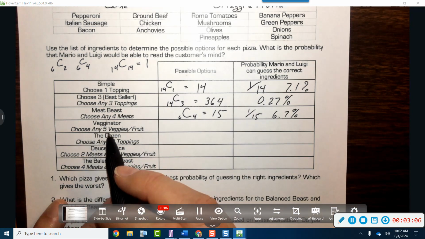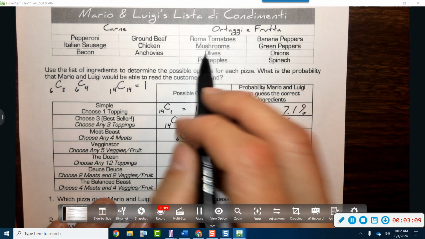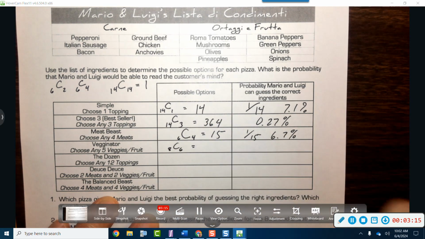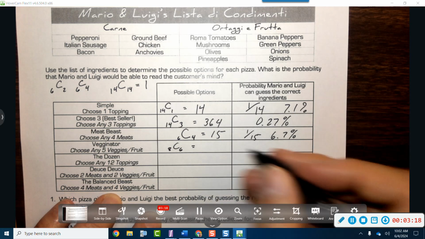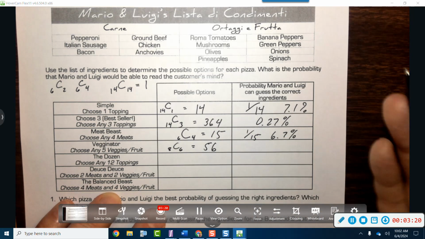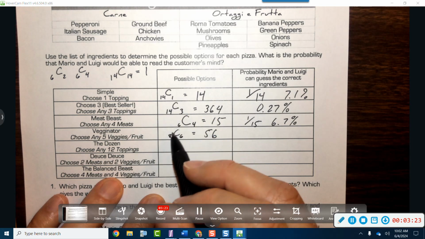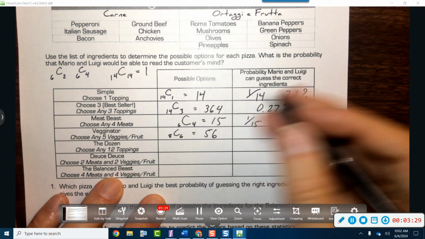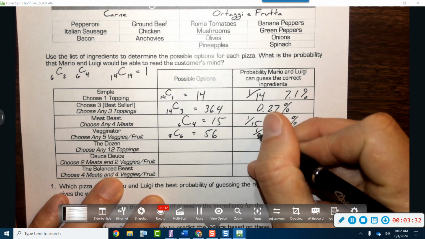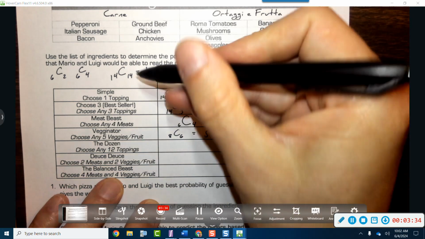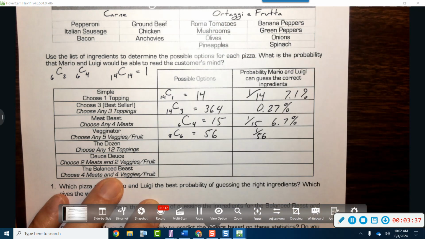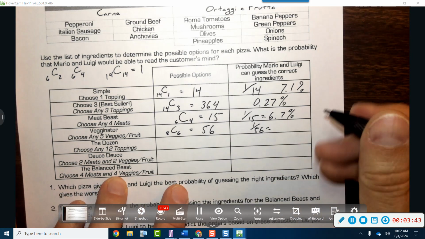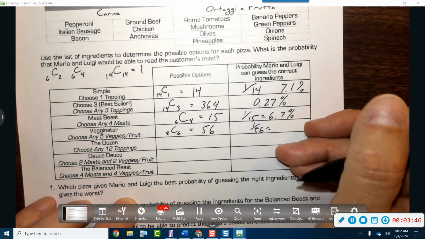Veganator: choose any 5 vegetables or fruit. You've got 8 different vegetables, and you're going to choose 5 of them. How many different ways can you do that? Well, it's actually 56. Believe it or not, all of these numbers here are actually in Pascal's triangle, by the way. I feel like I should make a video of that someday, but it's pretty outstanding how all of these combination numbers are in Pascal's triangle. But I won't do that now. 1 out of 56 is pretty small.